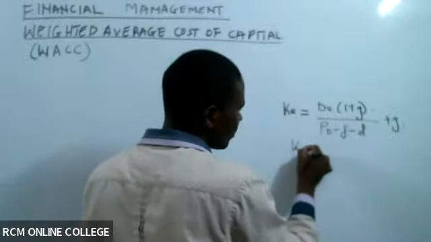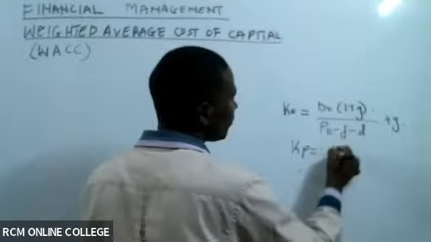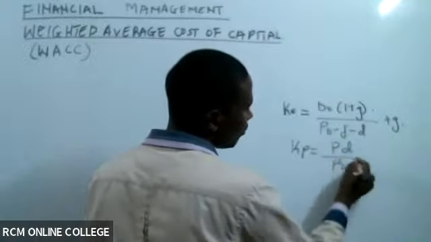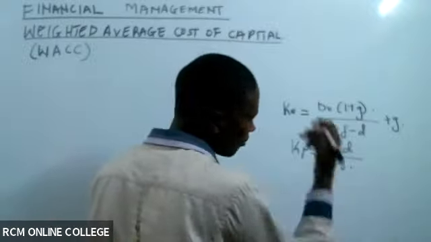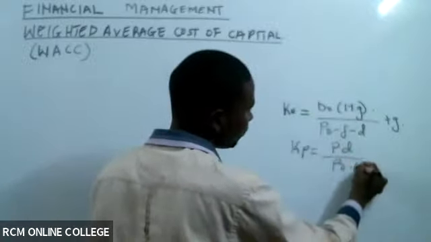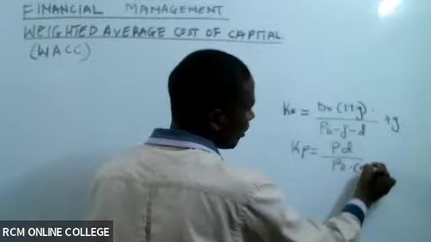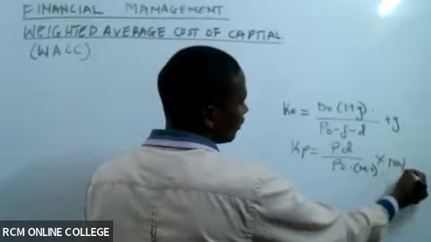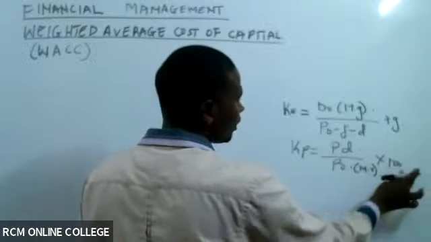Then KP is simple. It's given by preference dividend divided by P0 or the MV. I'll show you how to compute preference dividend. MV is the market value, and P0 represents the market value, and that is done. Then you multiply by 100 to make it a percentage.